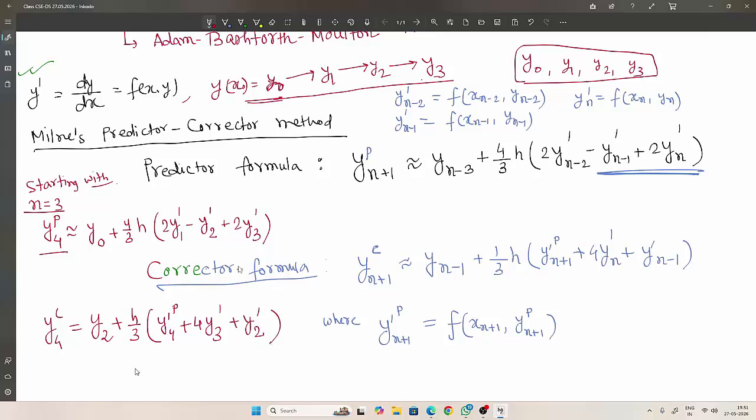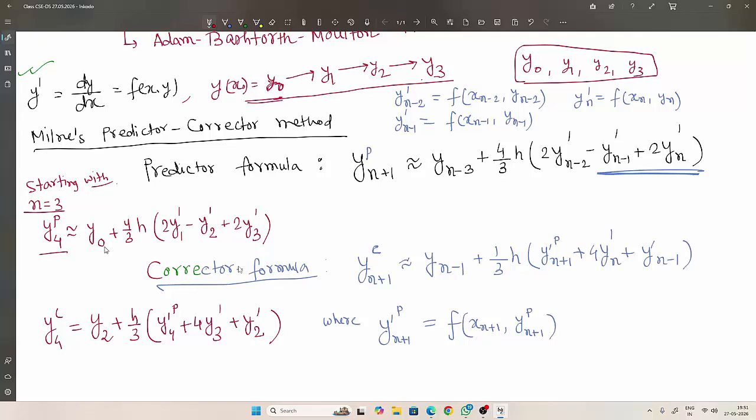Now you can see the corrector value at the fourth level is calculated using the second level, third level and the fourth level value itself. That means for the corrected value it is using 3 previous values. For predicted values it is using 4 previous values. That's why these methods are called multi-step methods.